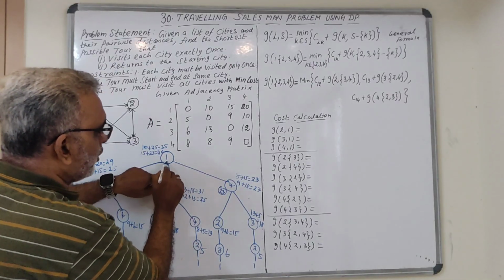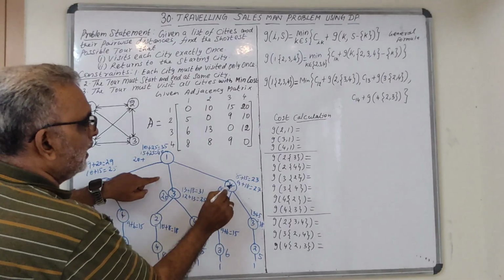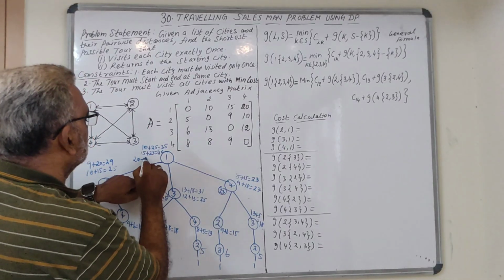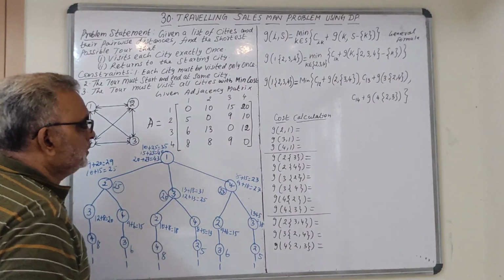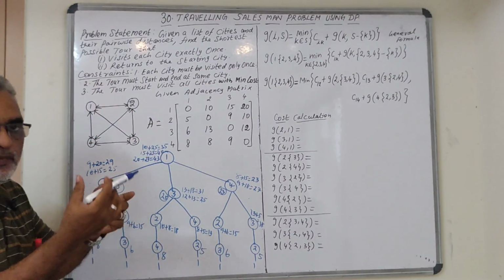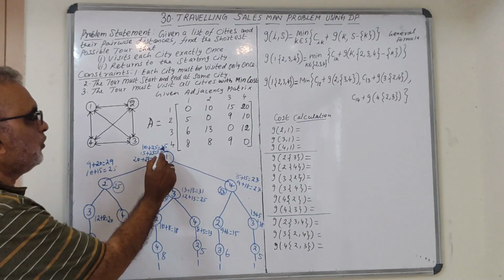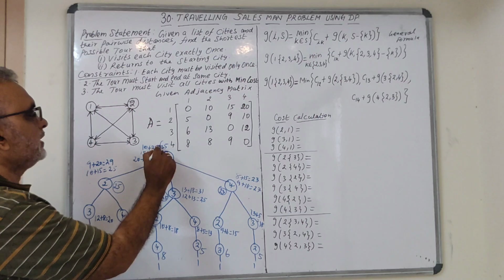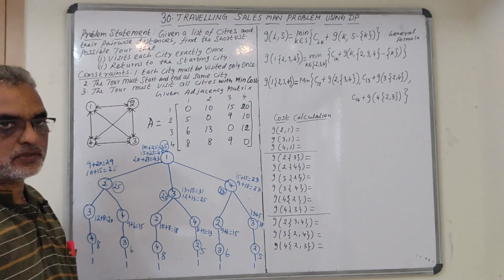Similarly, from city 1 to 4, it is 20, and its minimum value is 23, which is 43. So now we have to compare and select the minimum value. At every stage we are taking only the minimum value. Once you compare all three, you can find that this 35 is the minimum cost.